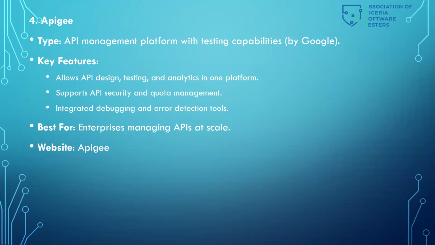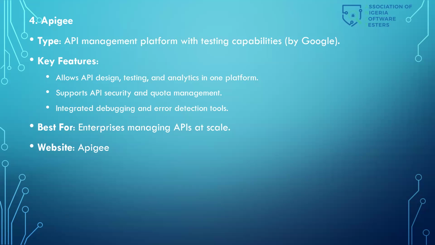Okay, so we have the RPG tool. This one is an API management platform with testing capabilities by Google, actually. The key feature is that it allows API design, testing, and analytics in one platform. You can manage, see how many requests, and manage even the other things that you are doing on it. This one is a management tool, the API management platform tool.